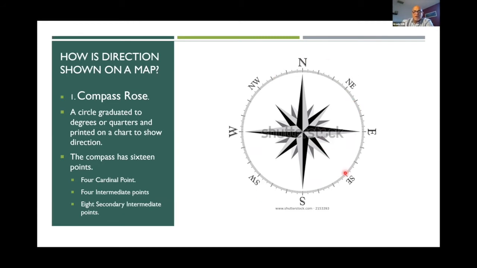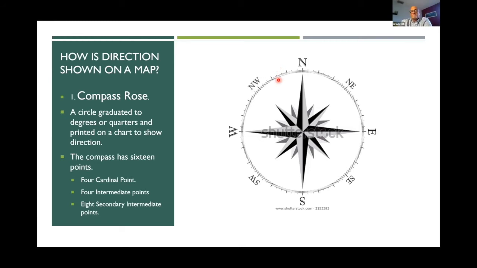Each one of these are our main points. We call these our four points, which is north, south, east, and west. These are our four cardinal points. We also have what are called intermediate points. Intermediate points are those points which are found halfway between the main cardinal points. So halfway between north and east is northeast. Halfway between south and east is southeast. Midway between south and west is southwest. And midway between north and west is northwest.